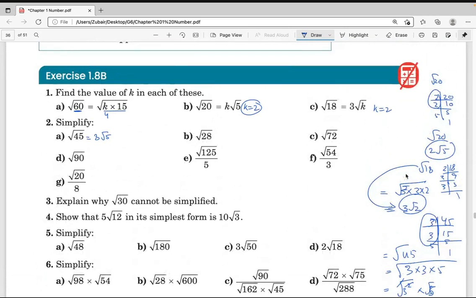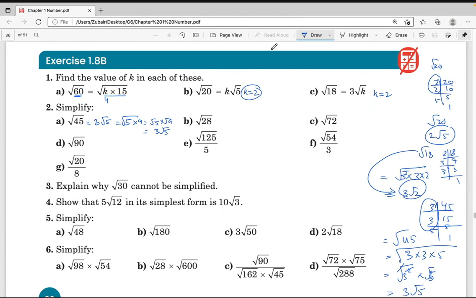Now, could I have written it as 5 into 9, since 9 times 5 is 45? And if I just write them separately, square root 5 into square root 9, we know square root 9 is 3. So 3 square root 5. So either you do it with prime factorization, or you do it this way.